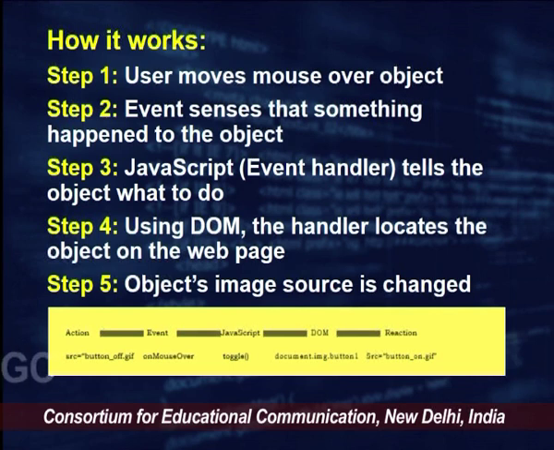So these are the clearly defined steps that take place. First you have a user's action which is taking place. The user's action causes the event to be triggered or sensed. Then the JavaScript event handler is going to understand which object in the document object model is involved, and then finally some action is going to take place on that object. So this way event driven programming works. This is the theory behind how events are managed within JavaScript.